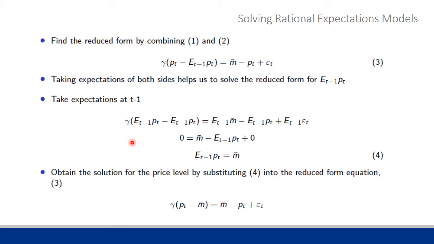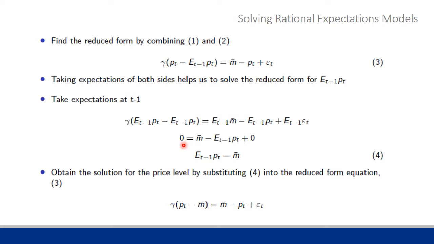So we take expectations. E of pt is just ept, E of ept is just itself, E of m bar is m bar, the expectation of pt is ept, and the expectation of the shock is E of epsilon t. This simplifies. The left-hand side here is equal to 0, as we can see. One thing minus the same thing is 0. The expectation of m bar is just m bar because it's exogenous, it's a set variable. So the expectation of that variable is just itself. ept is ept, and the expectation of the shock is also 0.